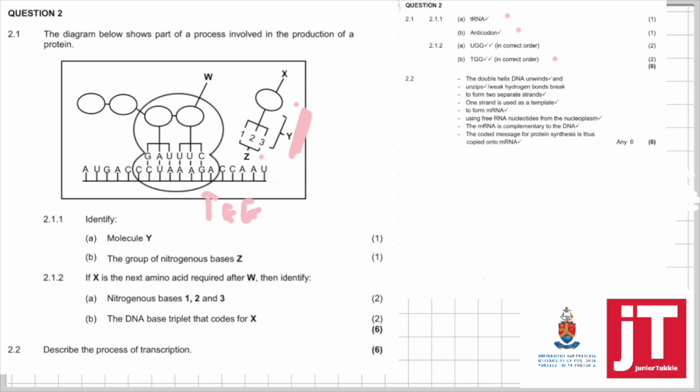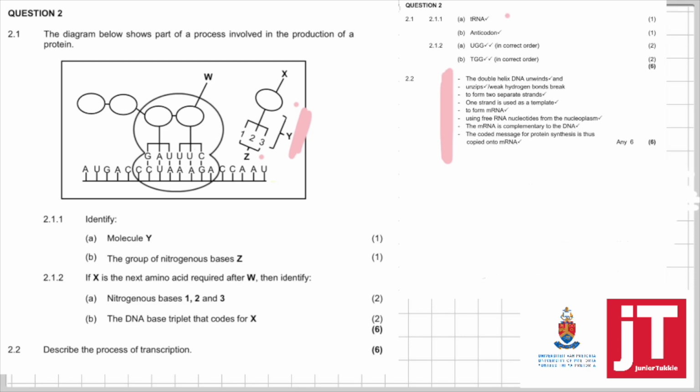And then 2.2, describe the process of transcription. Now make sure, before you go into an exam, you know the process of transcription. This is in the exam guidelines. You make sure you memorize this so that you can answer this well. It's in the exam guidelines, which means these are the only words you have to know and memorize.